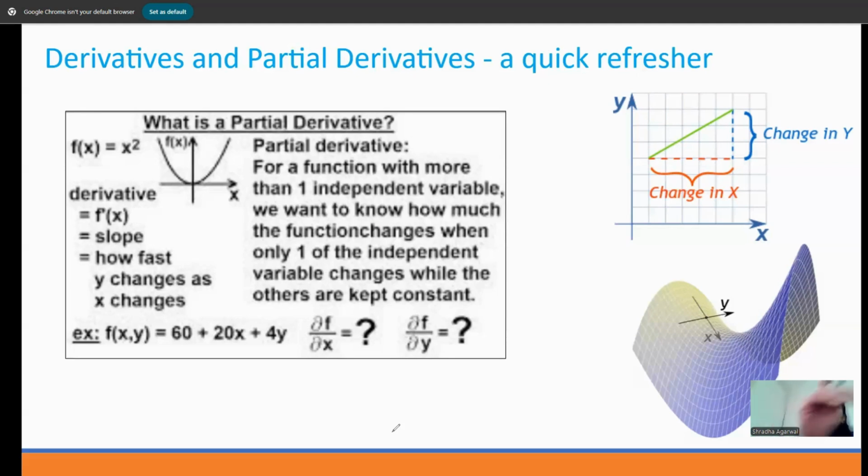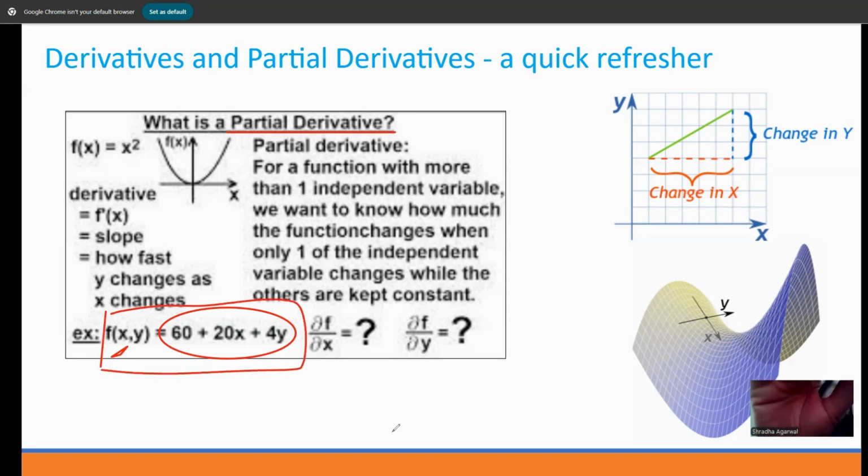Now, guys, if I have an equation like this, 60 plus 2x plus 4y, and I ask you to take a partial derivative, what does that mean? We want to know how much the function is changing with respect to only one variable. That means partial derivative is how much this function changes with only one variable, del f by del x or del f by del y. To do that, the other things would be treated as constant.